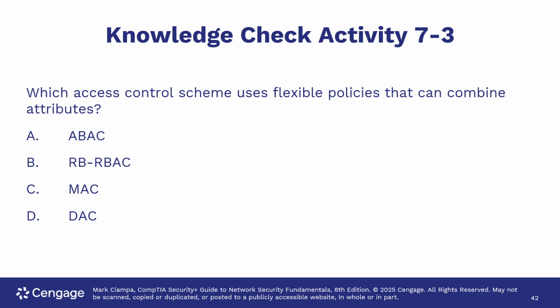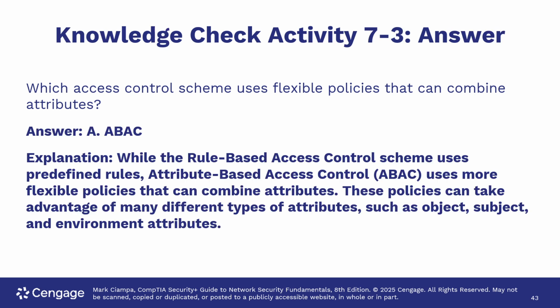Okay, so flexible policies is going to be your ABAC. While the rule-based control scheme uses predefined rules, the attribute-based control uses more flexible policies that can combine attributes. These policies can take advantage of many different types of attributes, such as object, subject, and environmental attributes. This is an important point when you're dealing with access control schemes.